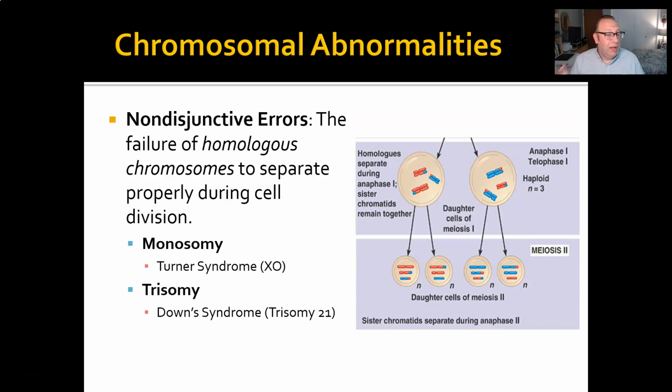The important thing is that it's the result of having a single copy instead of two copies of the sex chromosomes. Trisomy, an example, is Down syndrome, also known as trisomy 21, because it results from having three copies of chromosome 21. So each of these is the result of this disjunction going wrong. We call it a non-disjunction error, because it doesn't disjunct. Is that a word? Disjunct? It doesn't separate.